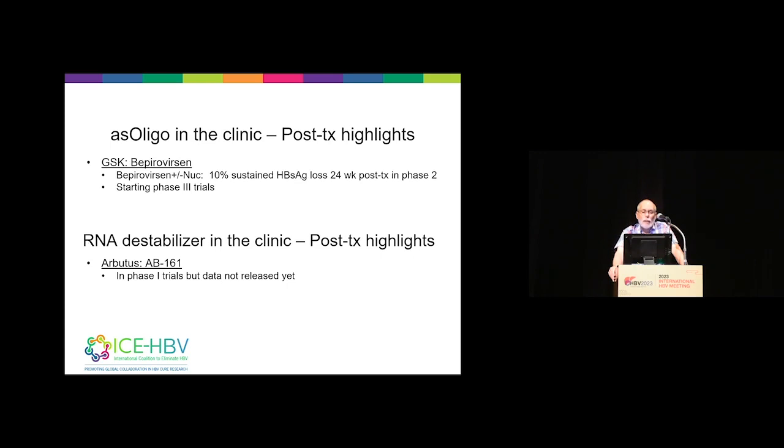There's an antisense oligo in the clinic. This is bepirovirsen. Okay, and you go ahead and laugh at me now. This would be a good cue for laughing at Tavis, okay? When treated with a nuke, you got a 10% sustained HBsAg loss 24 weeks post-treatment in a phase 2 trial. And with that encouraging result, it's moving into phase 3 trials. And you've got the Arbutus AB161, which is an RNA destabilizer. It's in phase 1 trials, but I could find no publicly available data that has been released on it yet.